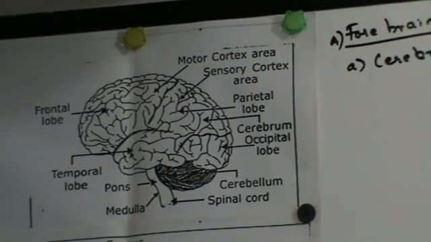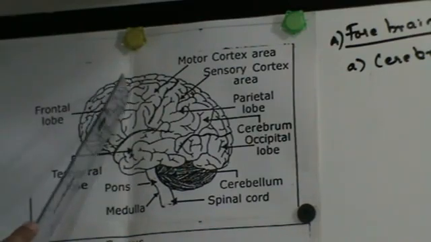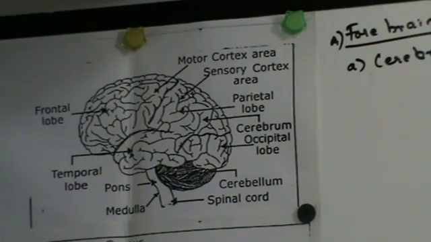The outer surface of cerebrum is made up of cerebral cortex, which is made up of nerve cells, whereas the inner part of the cerebrum is called as cerebral medulla, and it is made up of nerve fibers. The cerebral cortex is highly folded and forms ridges and depressions. The ridges are called as gyri, the depressions are called as sulci. Gyri increase the surface area of the cerebral cortex.